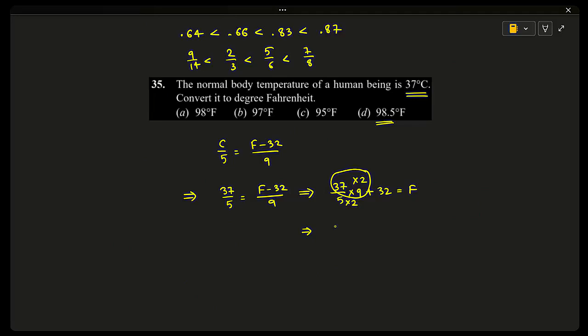So I got 666, that is 37 into 9 into 2 divided by the denominator 10, plus 32 is equal to F. The F value we want to find. So this can be easily written as a decimal, that is 66.6. And now this is 32. You can add them both. So you'll be getting 98.6. So this is very close to option D, because we have to choose the closest option, 98.5. That is option D will be correct.